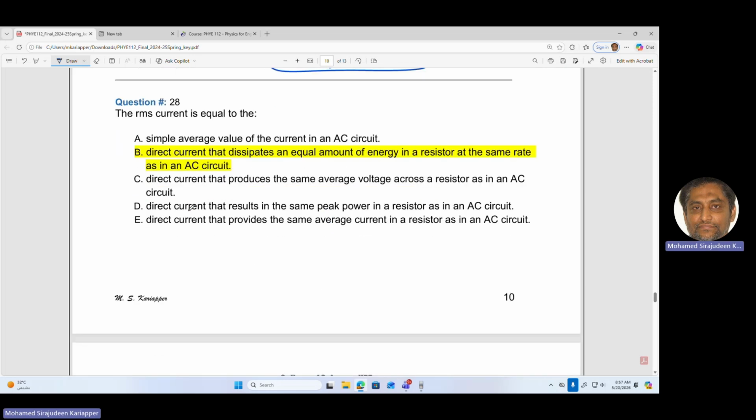The RMS current is equal to... so now we are coming to chapter 21. RMS current is the... AC current is not a constant current. It just fluctuates. So you can say it is a direct current that dissipates an equal amount of energy in a resistor at the same rate as an AC current. That's how you get the average value of this AC current. Okay.